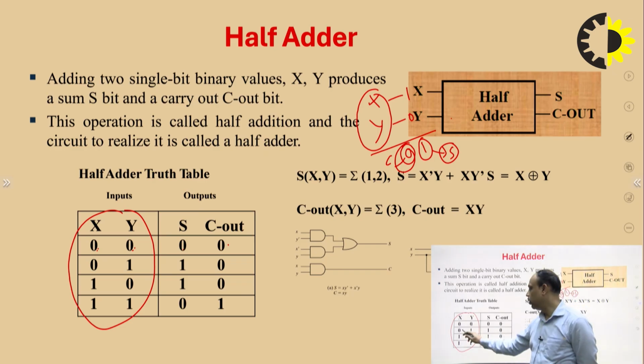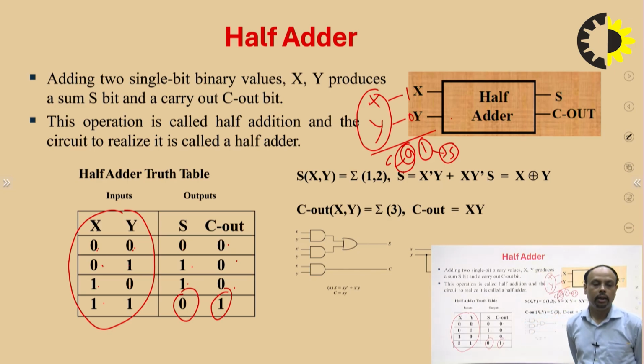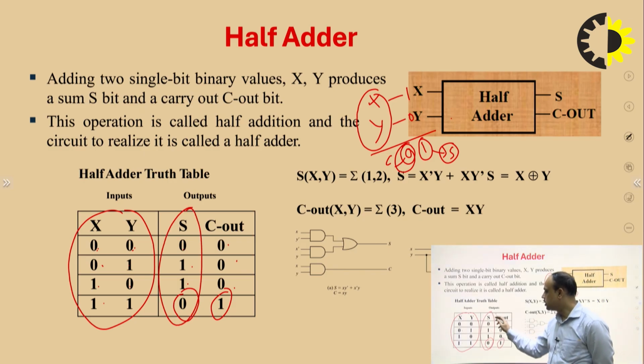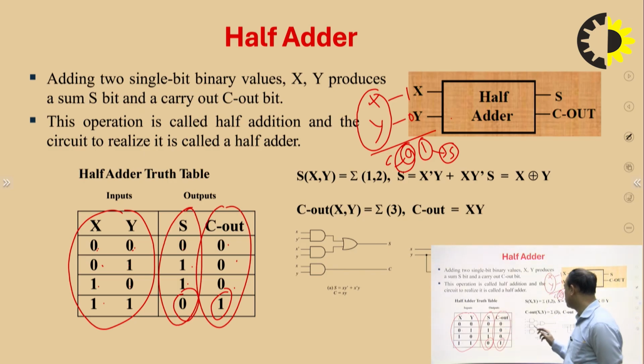If we add 0 and 1, then the output is 1, there is no carry. 1 plus 0 is 1, no carry. And 1 plus 1 is equal to 0, the sum is 0, and there is a carry output that is equal to 1. Now we have the truth table.